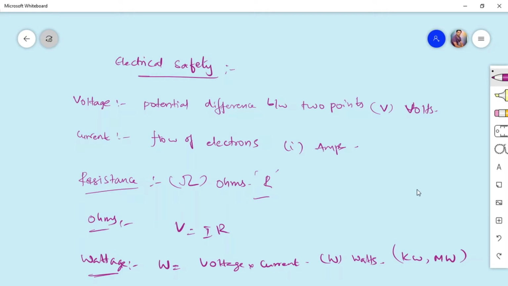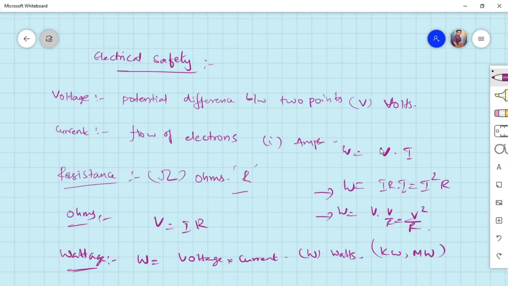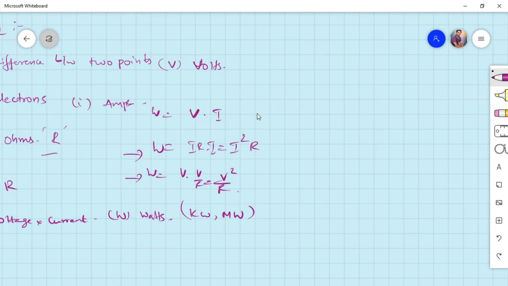Now if we substitute into wattage equals voltage into current, as per Ohm's law, V is equal to IR, so IR into I equals I square R. Or if we substitute current with V by R, V into V by R equals V square by R. So if we have current and resistance, we can find wattage. If we have voltage and resistance, we can find wattage. Simple, right?